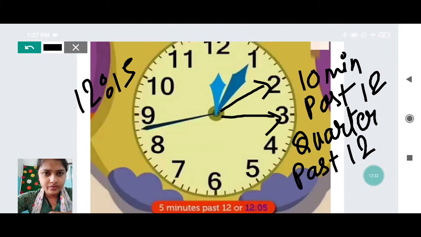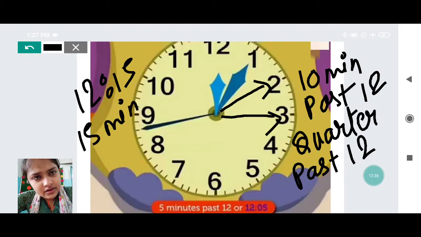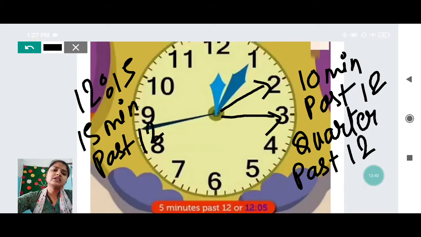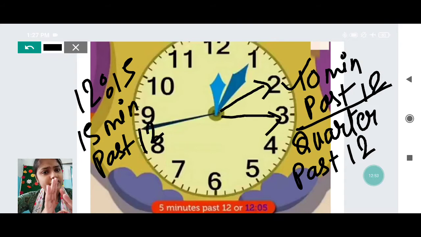You can write 12:15 also. You can write 15 minutes past 12 also. All these three are correct. I have shown this with 10 and the rest with 15. Quarter past 12 is also the same as 12:15 or 15 minutes past 12.